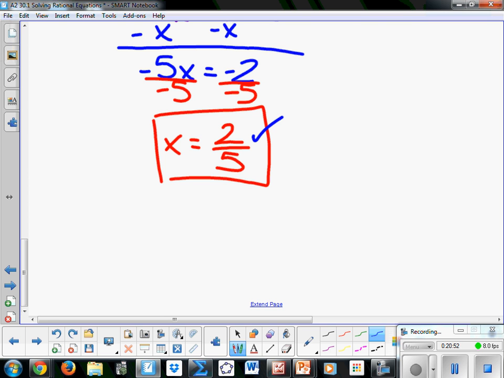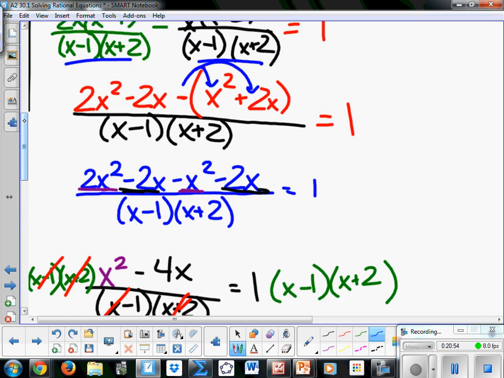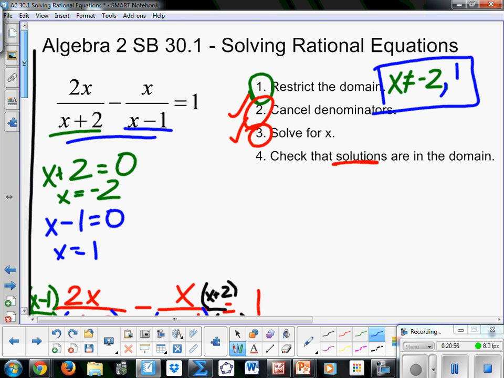So that is our summary of solving rational equations.